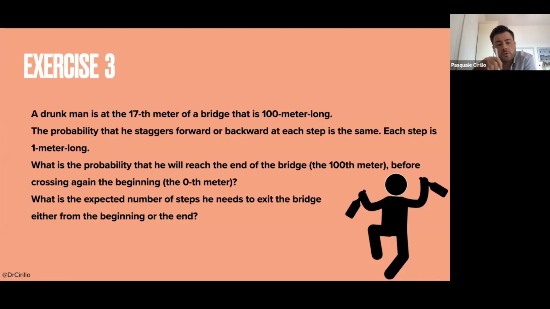And I also want to know what is the expected number of steps that it has to perform in order to exit the bridge. In this situation, either from the beginning or from the end. Okay, so these are the 2 questions that I want to answer. Now, to solve this exercise, there are 2 possibilities.